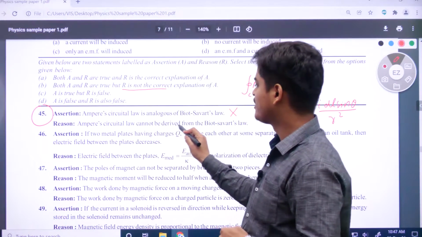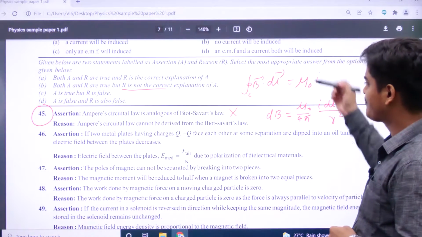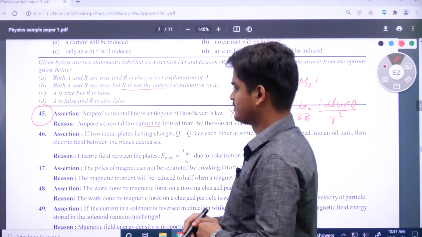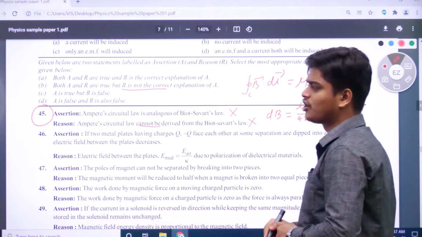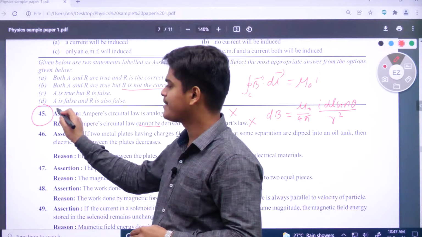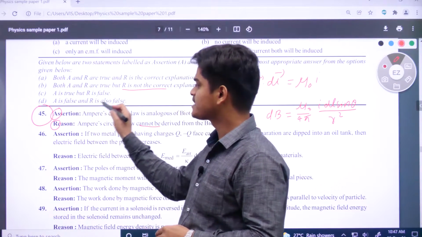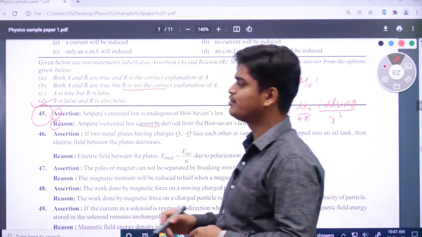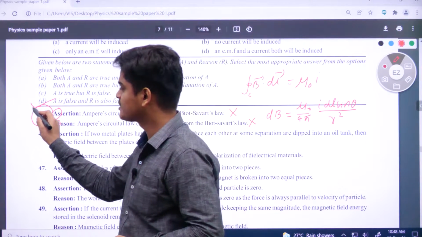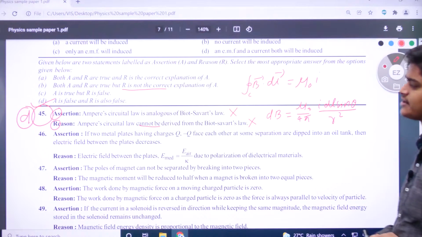Then, Ampere's circuital law cannot be derived from the Biot-Savart law. Actually you can derive Ampere's law from Biot-Savart law, but here they are saying it cannot be derived. That means this statement is also not correct. A means assertion, R means reason. So here A is false, R is also false. So the answer will be D. That means for this particular question 45, your answer will be D. Understanding? Now come to the next question.